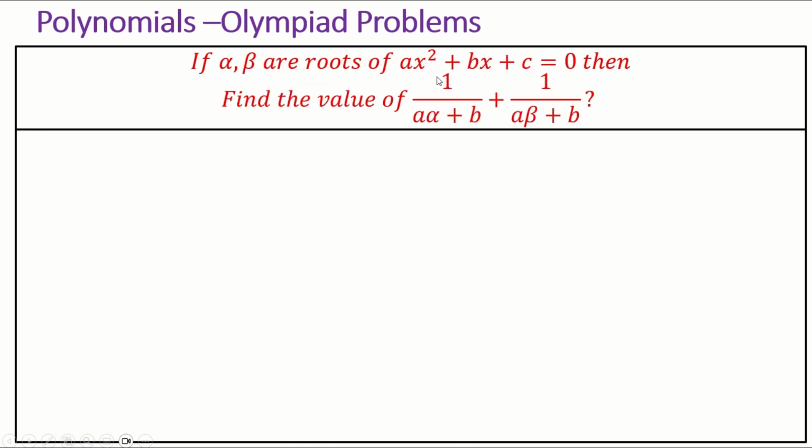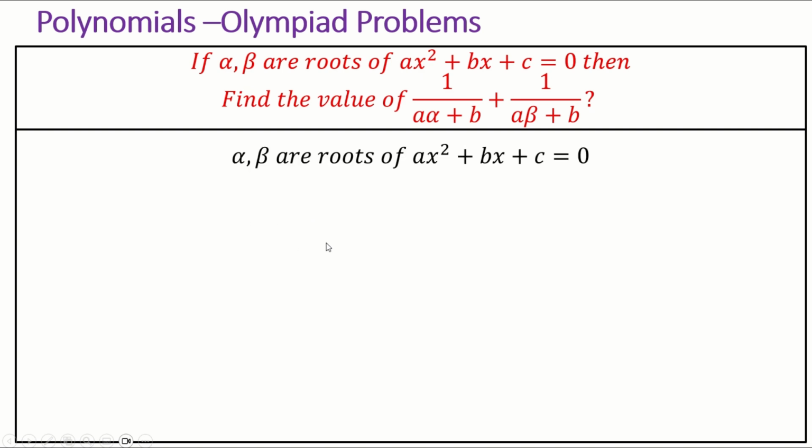If alpha and beta are roots of a x squared plus b x plus c equal to 0, then find the value of 1 by (a alpha plus b) plus 1 by (a beta plus b). Okay, so for this problem, look at the denominator first. Both the denominators look very similar, except that if you consider this as x, then it is a x plus b. Both are the same. You just have a root substituted in place of x. How do you get a x plus b here? You take x common from these two terms, you get a x plus b, right? So that should give you a hint.